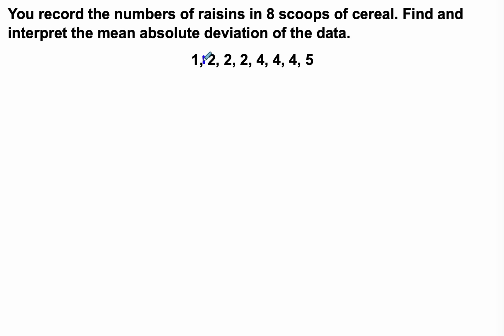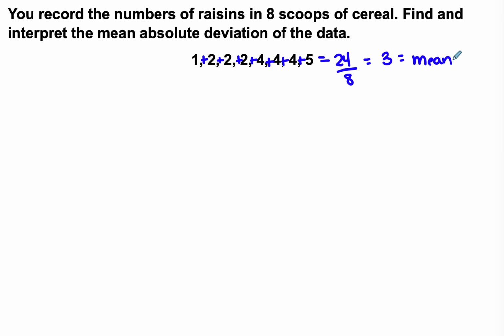The first thing we do is add the list of numbers together. So we're doing 1 plus 2 plus 2 plus 4 plus 4 plus 4 plus 5. We add all of those values together, and when we do, we get 24. Then we count our numbers. We have 8 numbers. We divide 24 divided by 8, we get 3. That is our mean.